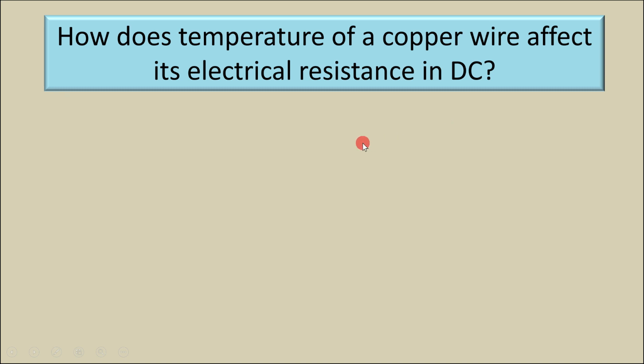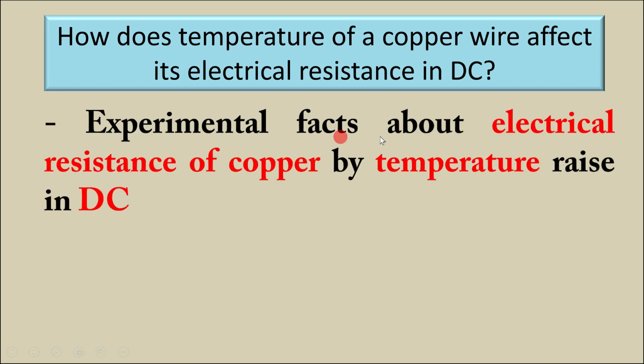One of the possible subtopics, for instance, in the argumentation or maybe background information could be experimental facts about electrical resistance of copper by temperature raising in DC. As you see, you are supporting your argumentation or your research question by experimental facts, not generally about electrical resistance, but electrical resistance of copper. And also the effect of temperature on that, not in AC, but in DC. It's very important. So be focused on your research question.